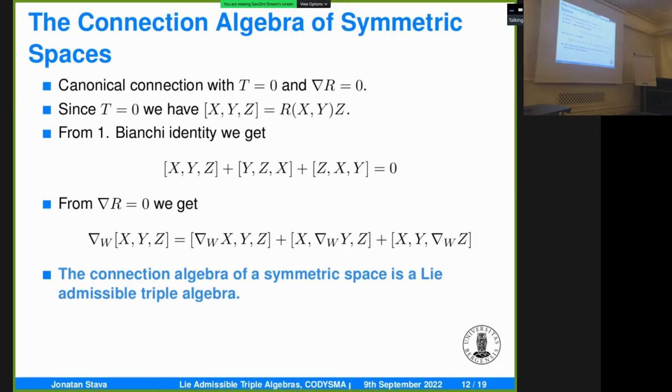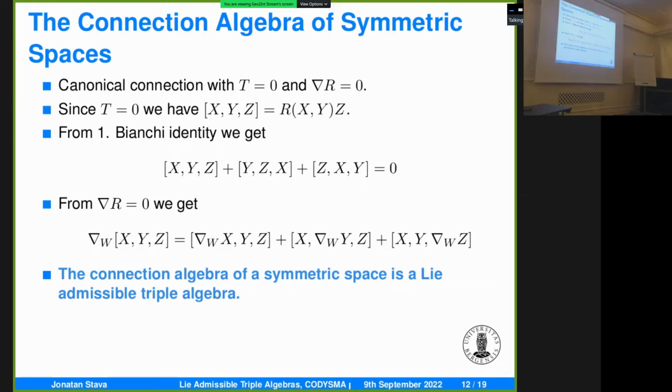If you have zero torsion, then remember that this triple bracket, this whole relation, came as the curvature minus some term involving the torsion. So if the torsion is 0, then this triple bracket could be thought of as the curvature of some manifold. And using the first Bianchi identity, almost immediately you would arrive at this equation, which was the first of the two defining properties of a Lie admissible triple algebra.